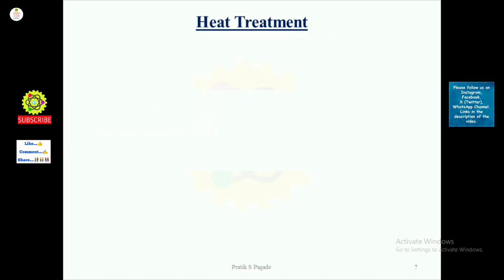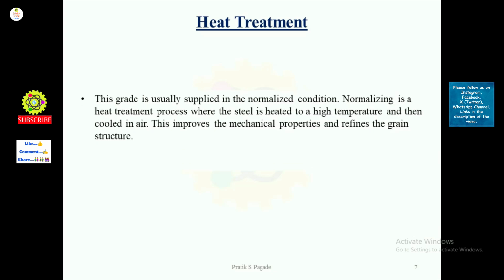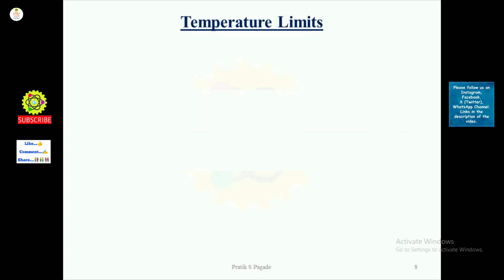Okay, now let's see the heat treatment. This grade is usually supplied in a normalized condition. Normalizing is a heat treatment process where the steel is heated to a high temperature and then cooled in air. This improves the mechanical properties and refines the grain structure. Okay, so further see temperature limits. Typically suitable for use in temperatures up to about 425 degrees Celsius, that is 800 degrees Fahrenheit.